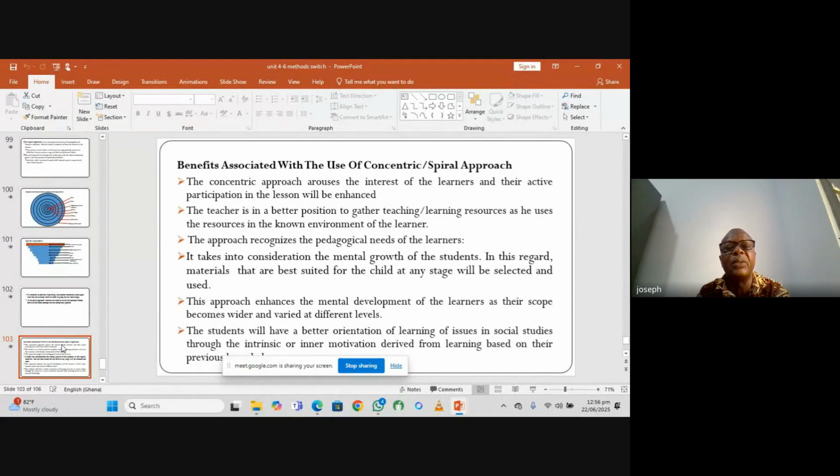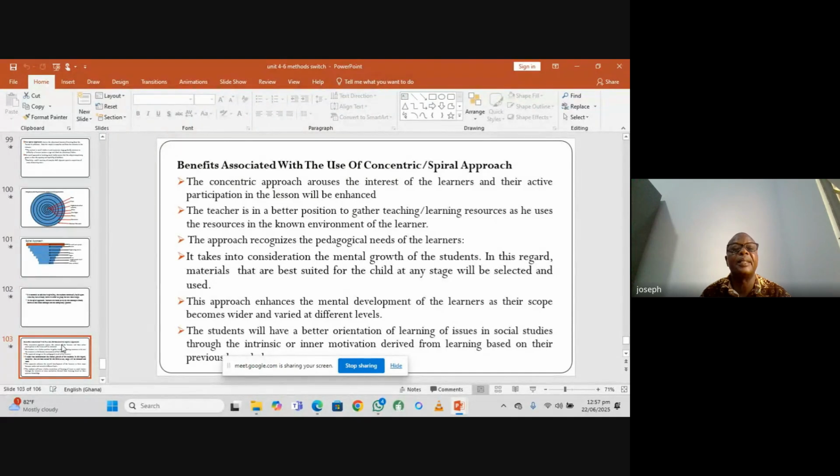It takes into consideration the mental growth of the student, especially the spiral one, as you are building from one level to another, the scope and the difficulty level increases. So it goes with the mental growth of the student. If you give them too much, where their mental growth is not up to that level, you disturb them. If you give them too low, you disturb them. So you have to move according to their abilities so far as their mental ability is concerned.